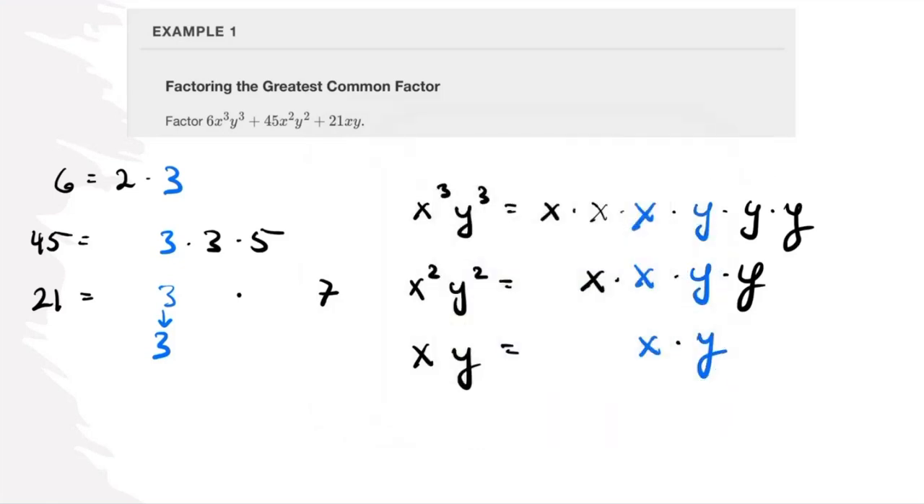Okay, so then we'll pull an x and we're also going to pull a y. So it looks like our greatest common factor between all the terms is that they all have a 3, they all have at least 1 x, and they all have at least 1 y.